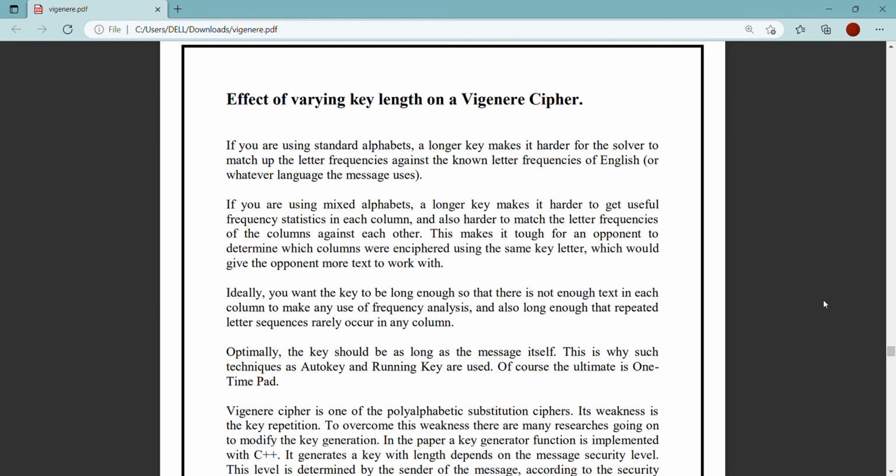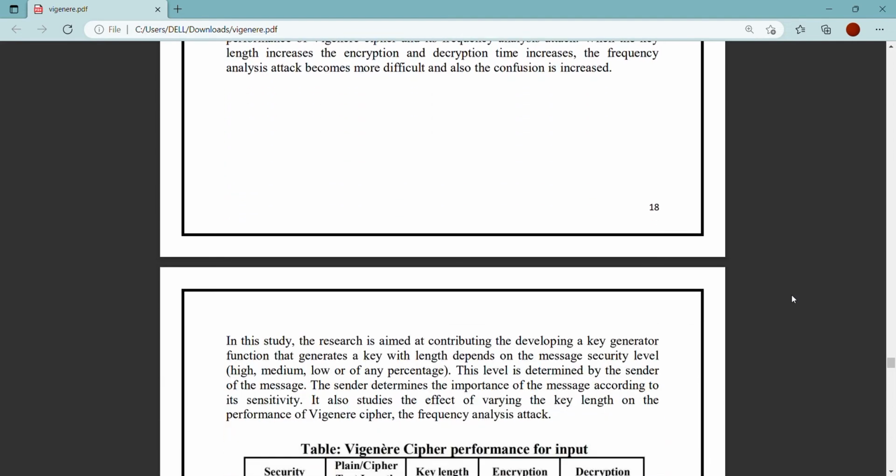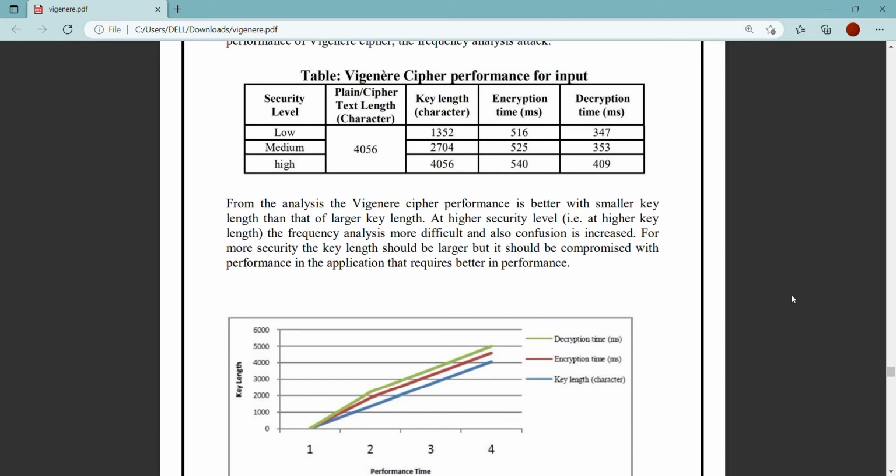Here I present the study of the effect of varying key length on a Vigenere cipher. If you're using standard alphabets, a longer key makes it harder for the solver to match up the letter frequencies against the known letter frequencies. Ideally, you want the key to be long enough so that there is not enough text in each column to make any use of frequency analysis, and also long enough that repeated letter sequences rarely occur in any column. Optimally, the key should be as long as the message itself.